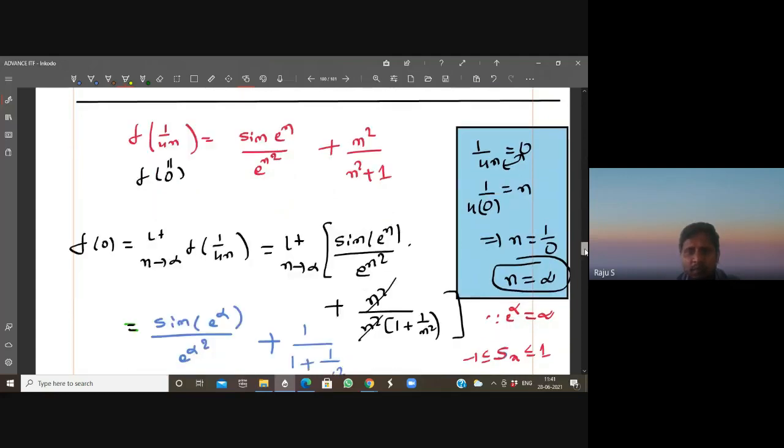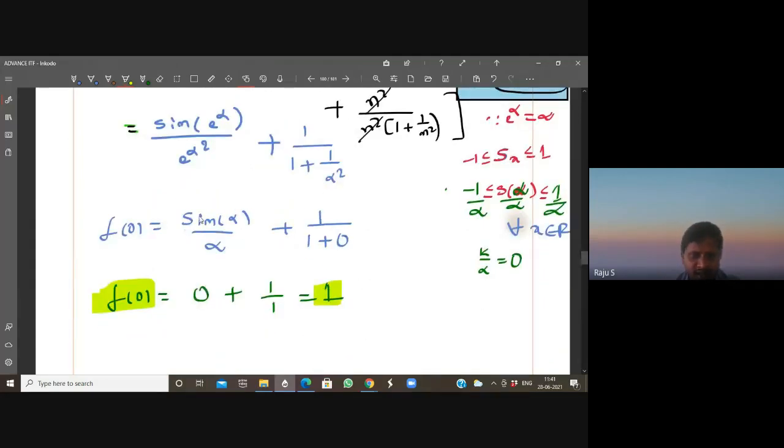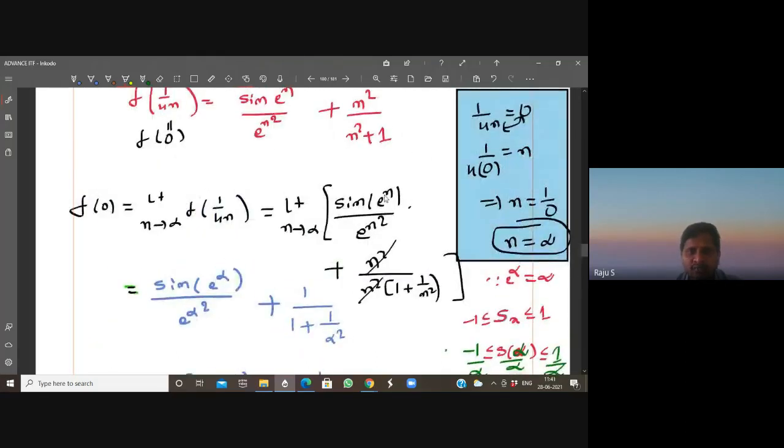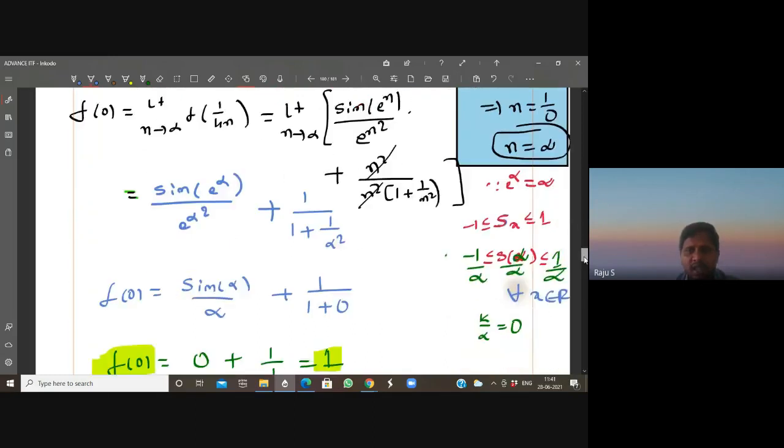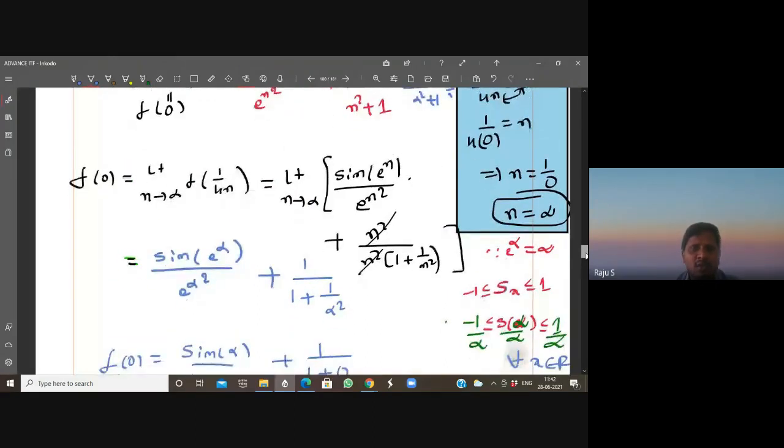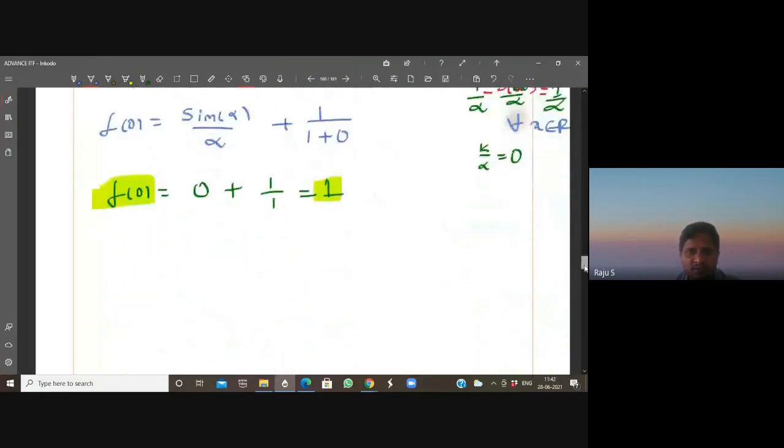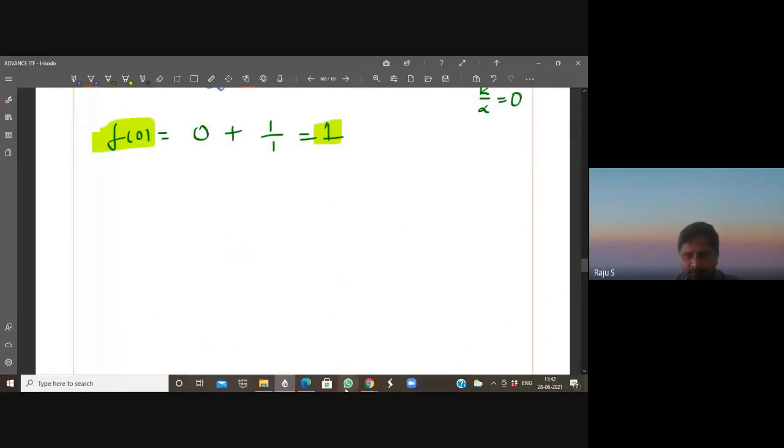sine infinity by infinity, we are going to get that value clearly 0, always 0 it is. So I'm taking n square common, and don't substitute directly without taking n square. If you substitute directly, what will happen here? Infinity square by infinity square plus 1 means infinity by infinity, undefined. So take n square common in numerator and denominator, then cancel it. Then only you can substitute n tends to infinity. That's all. This is one.